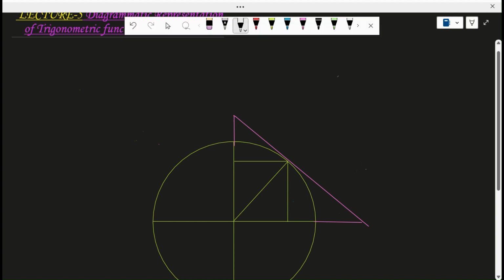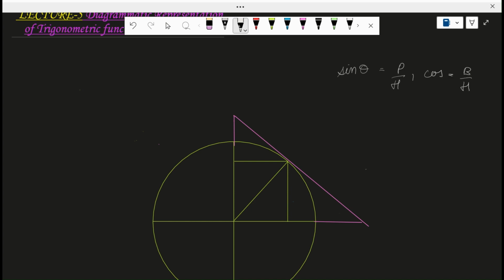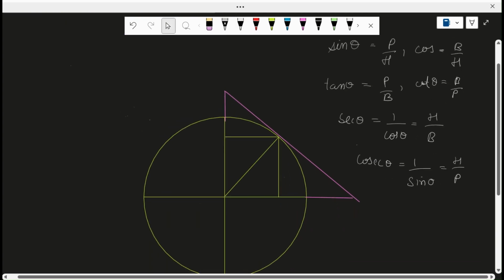So, as we all know, there are six trigonometric ratios, that is sine theta is equal to perpendicular upon hypotenuse, cos theta is equal to base upon hypotenuse, tan theta is equal to perpendicular upon base, cot theta is equal to base upon perpendicular, secant theta is equal to 1 over cos theta, that is hypotenuse over base, and lastly we have cosecant theta, that is 1 over sine theta, that is hypotenuse upon perpendicular. So these are some of the trigonometric ratios.